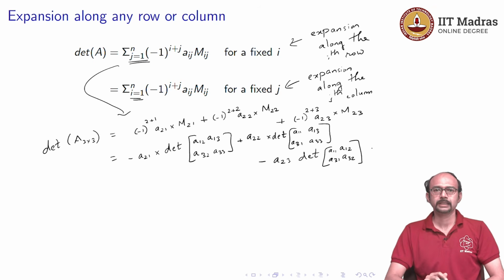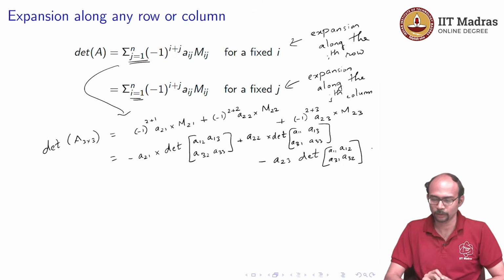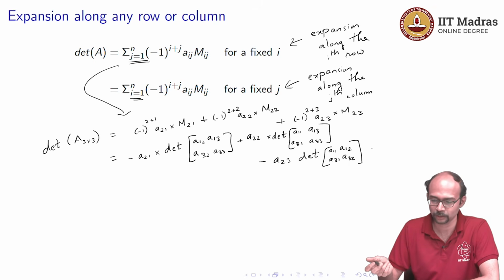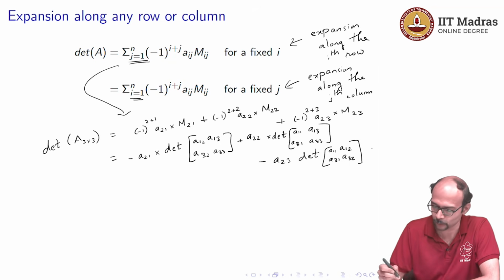Okay, so I hope it's clear what we mean by expanding along the ith row. This is an example of how to do this. You can do this for an n by n matrix also. It's correct. The proof is slightly involved. It's not hard, but it involves manipulation of a lot of expressions. So if you like your algebra, I'll suggest you go ahead.